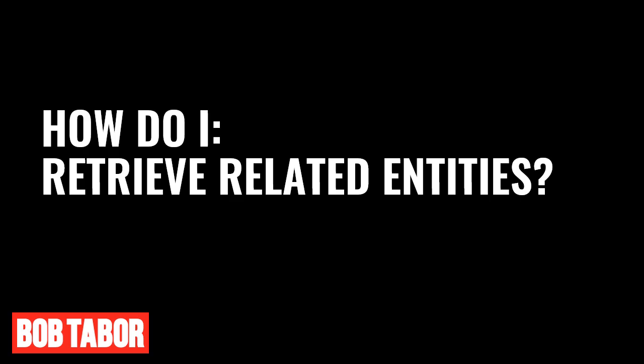Okay, so we have retrieved an individual entity, and we've retrieved a collection of entities that match certain criteria. But what about the entities that are related to our entities? How do we load them and keep that relationship intact? So in other words, I have an order. How do I get to the order items that are associated with that order?